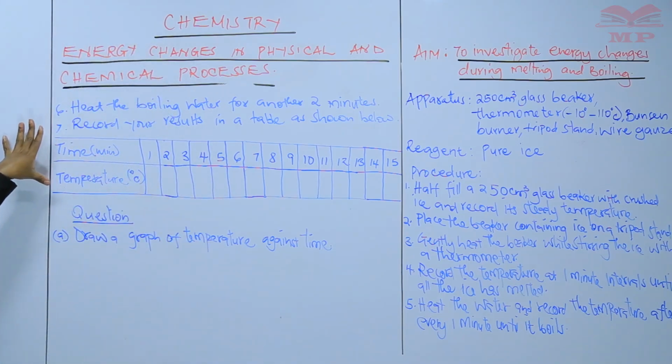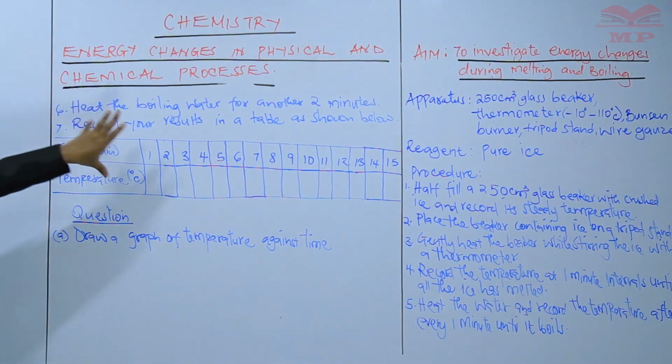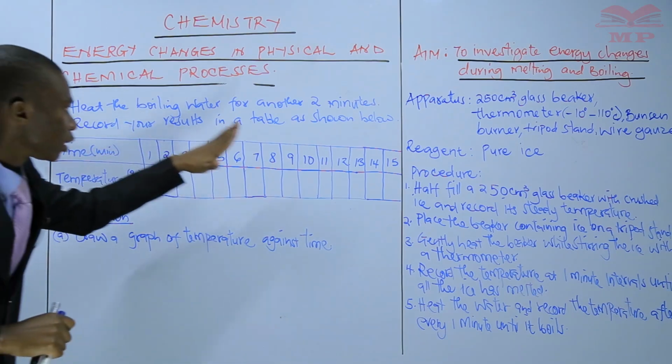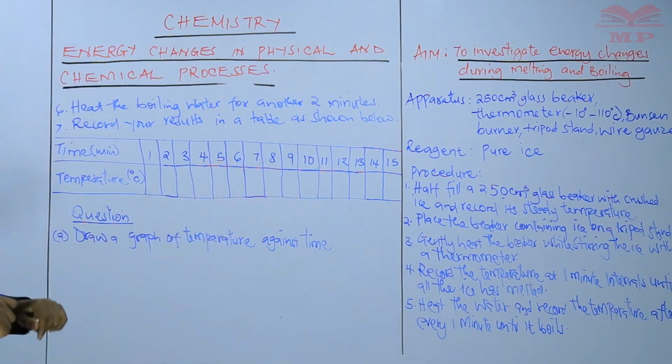Procedure number 6, you heat the boiling water for another 2 minutes as it is still boiling, to investigate whether there are some more changes in temperature you are going to realize. Then lastly, you need to record your results in a table as shown below.